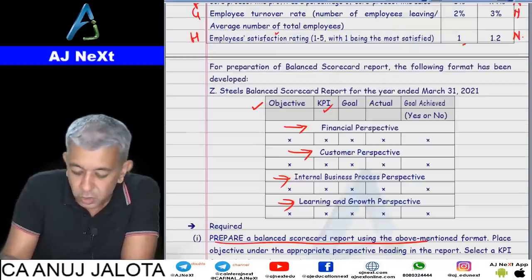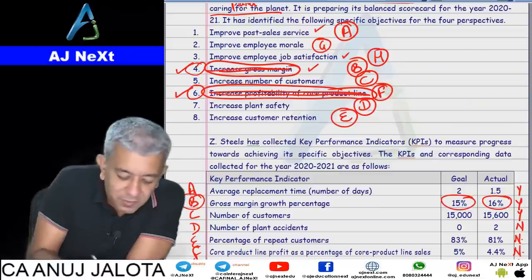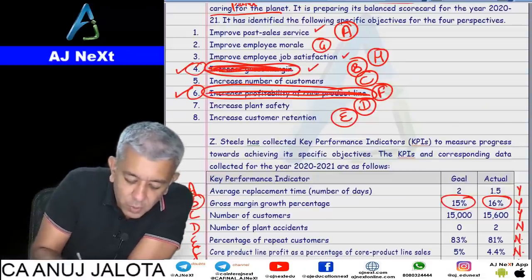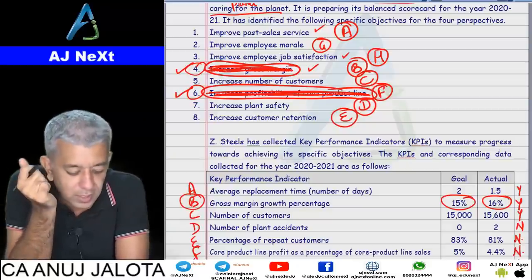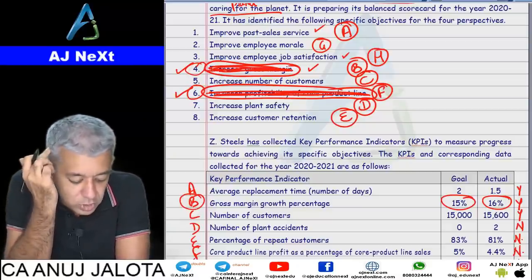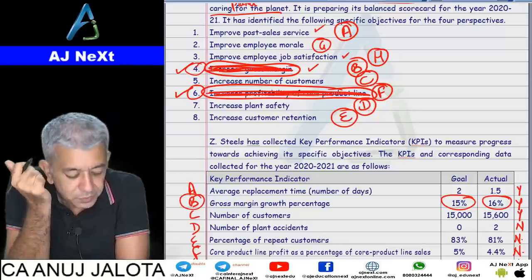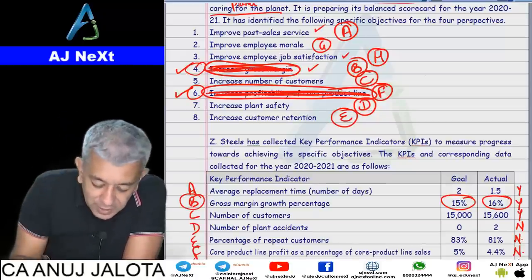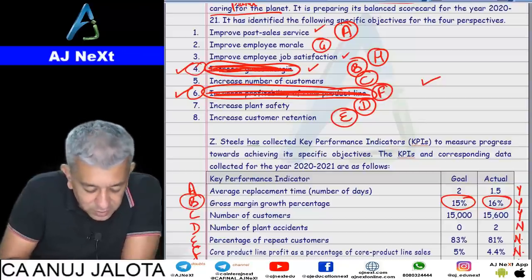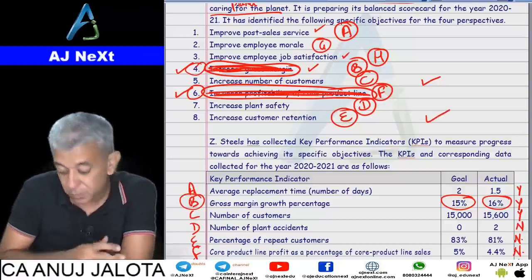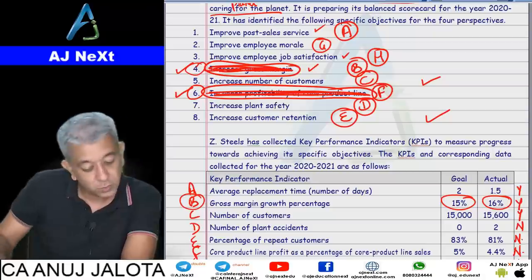ठीक है, तो चलो 8 के अंदर से मेरे ख्याल से फाइनेंशियल परस्पेक्टिव अपना काम हो गया. अभी आगे का तुम लोग जरा चेक करना कि तुम लोगों ने क्या किया. मेरे को जरा बोलो कस्टमर वाला जो चीज है, पक्की बात है मेरे ख्याल से एक यहां पे 5 भी आ सकता है, क्योंकि इंक्रीज नंबर ऑफ कस्टमर्स. एक यहां पे कस्टमर रिटेंशन भी आ सकता है. ओके, वो वाला चीज भी आ ही सकता है.